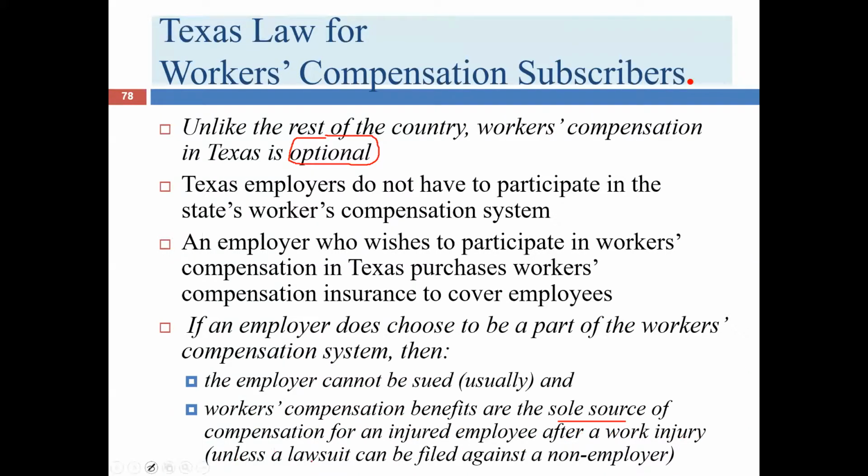Again, the worker can sue that non-employer, the manufacturer of whatever caused the injury, for example, or if the employer is in an office building, for example, and the employee is injured because of the way the facility was maintained, then the employee files a workers' compensation claim with the employer, if the employer is a covered entity, and then could file a lawsuit against the landlord. So again, the employee isn't limited completely, but just with respect to the employer.